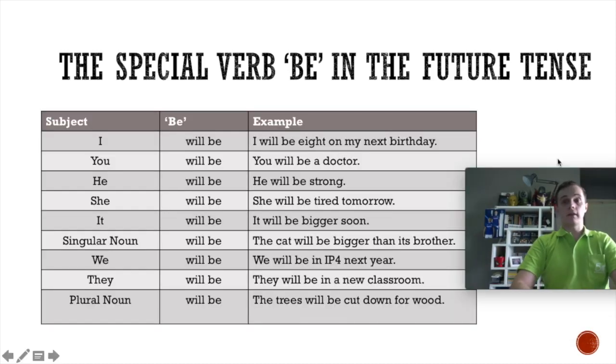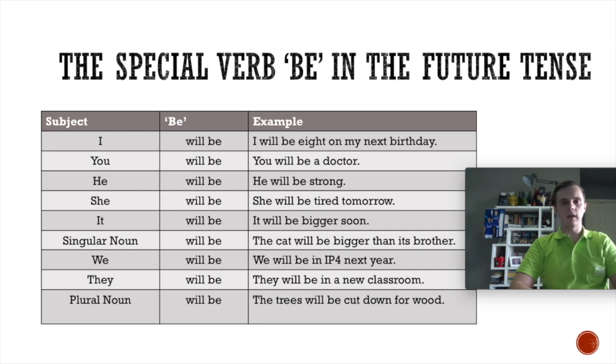Okay, so as you can see on this table, for all of the pronouns, I, you, he, she, it, we, or they, and for singular nouns and plural nouns, you just write will be to describe what something is in the future. So, I will be 8 on my next birthday. You will be a doctor. He will be strong. She will be tired tomorrow. It will be bigger soon.